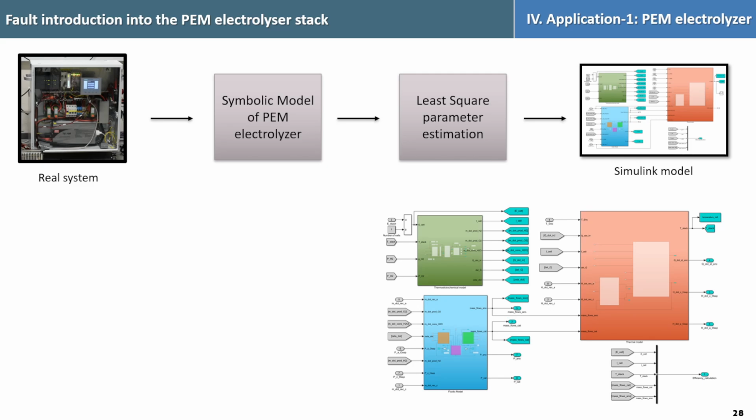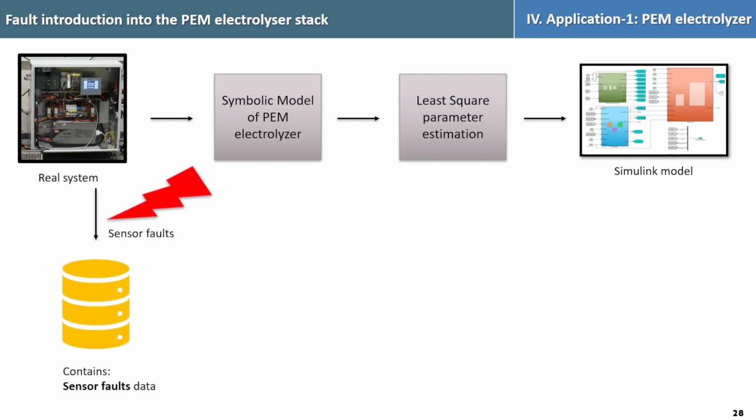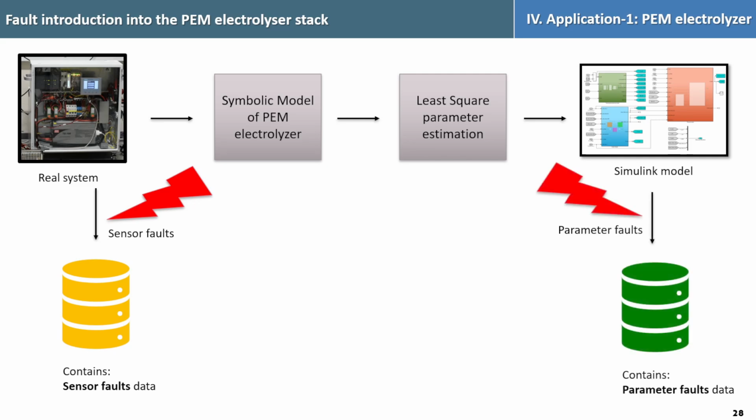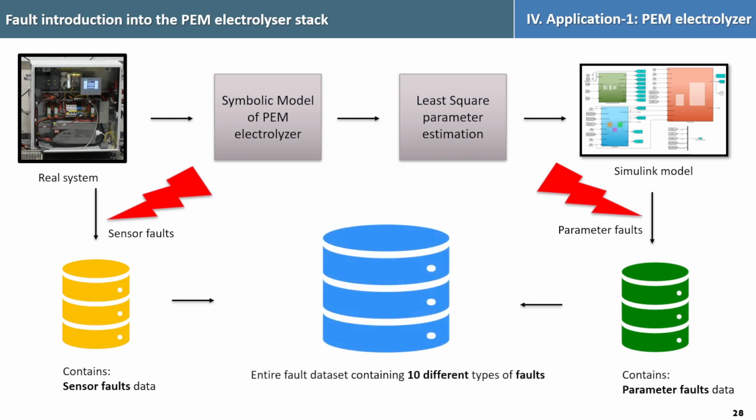Simulating parameter faults in the real system can be tricky, so we used the simulating model for this case. Introducing sensor faults involved adding biases during data acquisition in the real system, creating a sensor fault dataset. Parametric faults like changes in resistance were added in the simulating model, forming the parametric fault dataset. These two datasets were then combined, giving us a comprehensive set with 10 different fault classes.